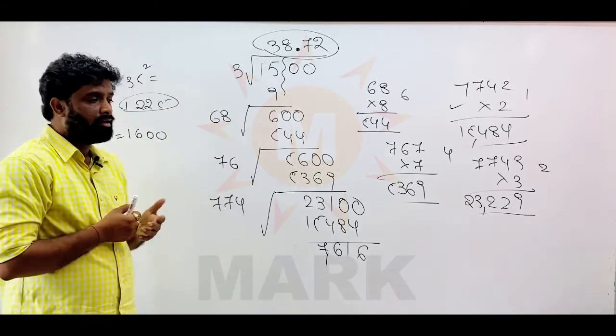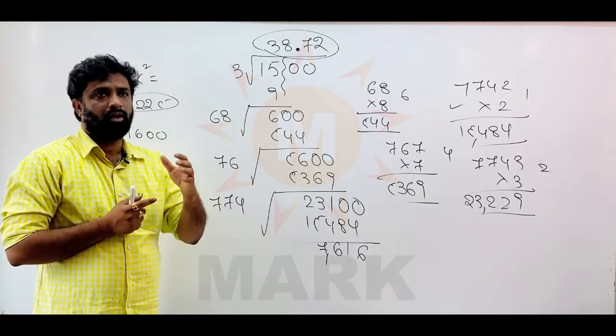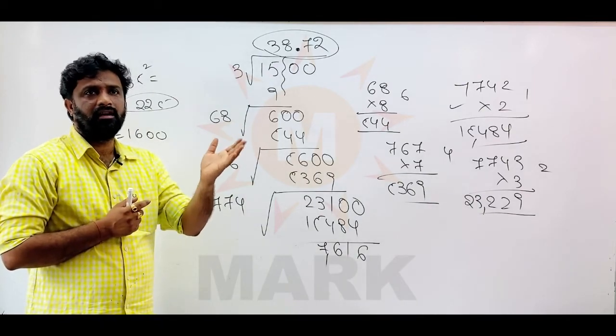This is how we find the square root of a non-perfect square number by using the long division method.